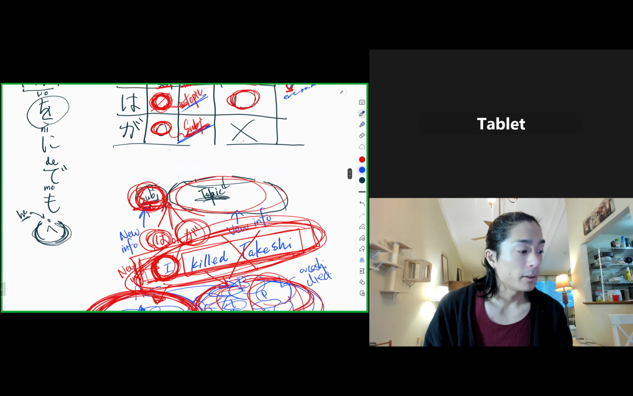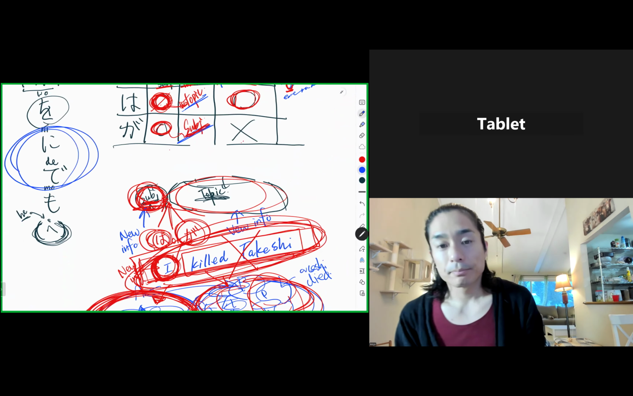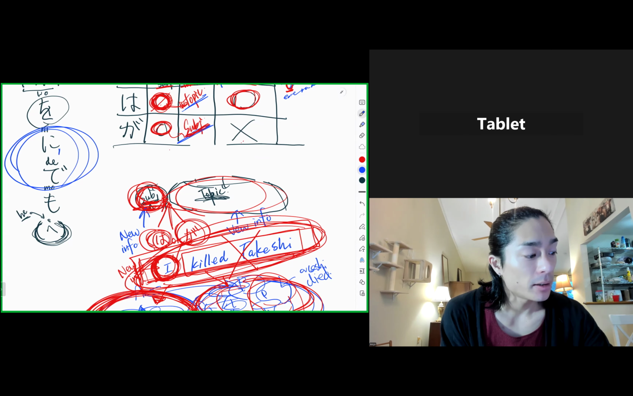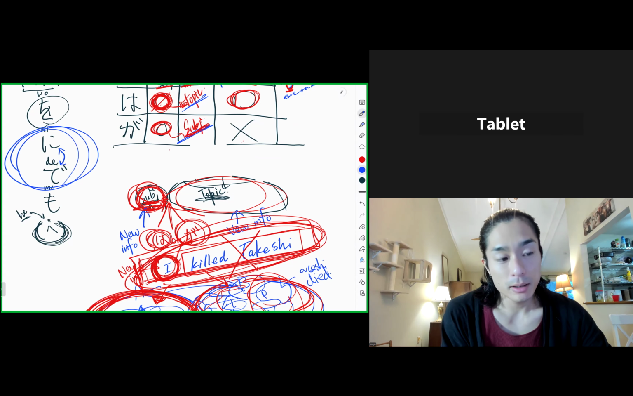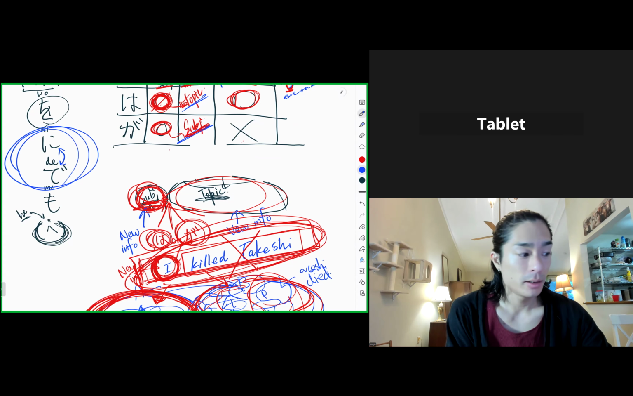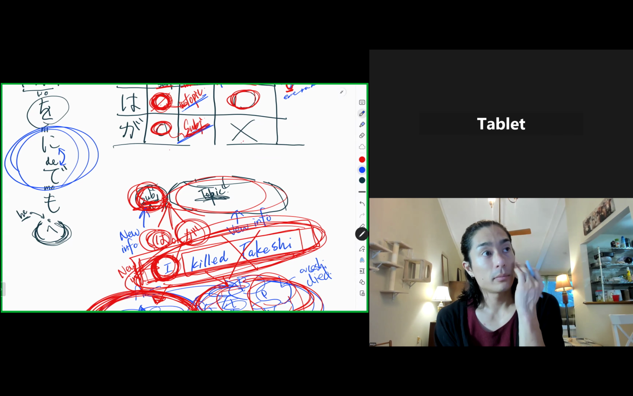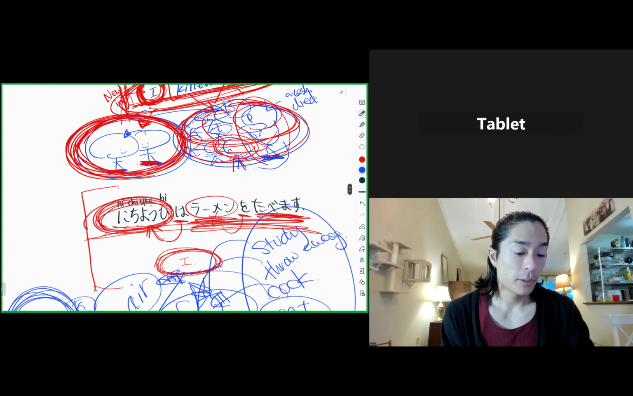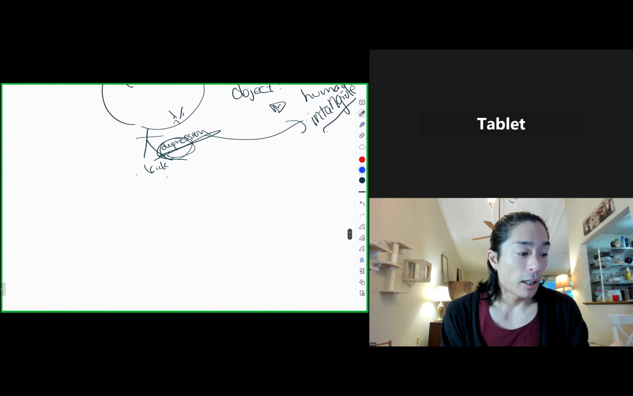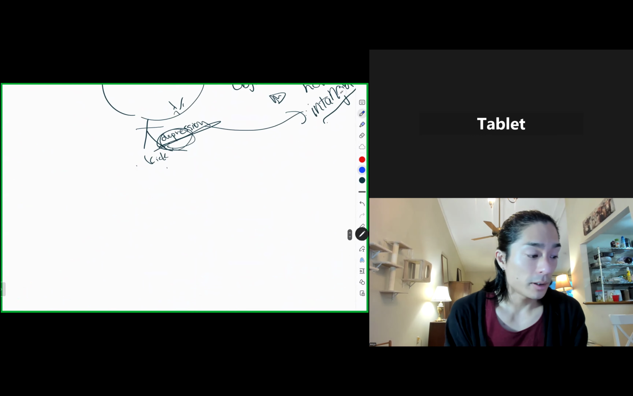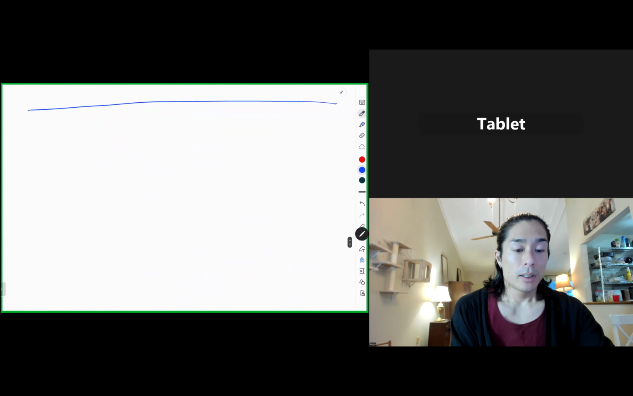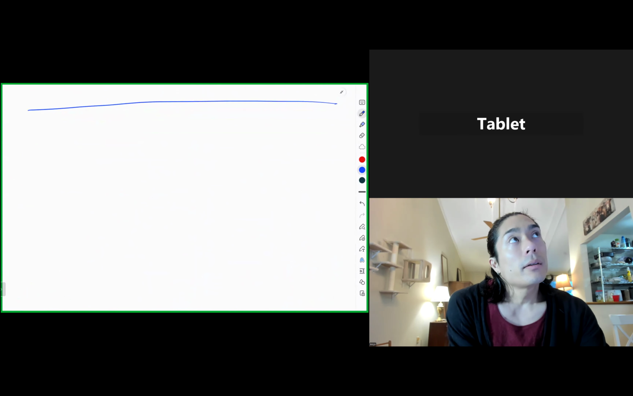Okay, next one. We're going to do ni and de. Many people make mistakes between ni and de. In one aspect, it is confusing. These two do have a similar feel. So I get it. I want you to focus on these two particles because we use them a lot. They are pretty popular particles. So let's start with ni.